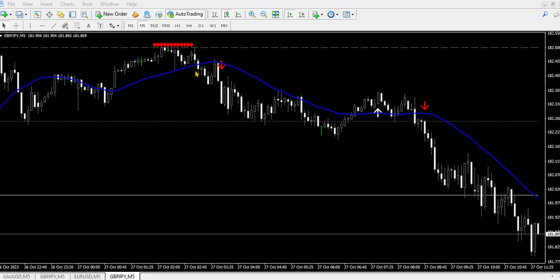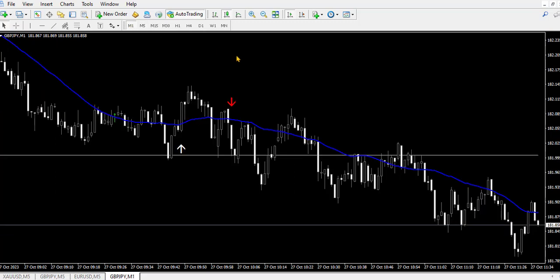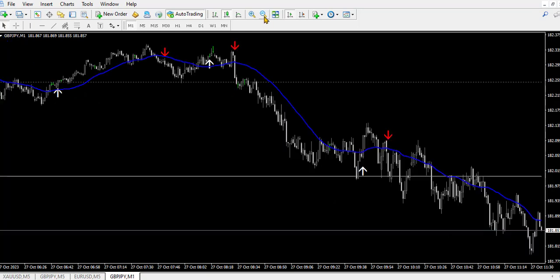And here it is on the 5-minute time frame. You can use it on any minute you want. This is good for scalping also. So let's check it out on the 1-minute time frame. Here it is on the 1-minute time frame. We have more wins than losses.